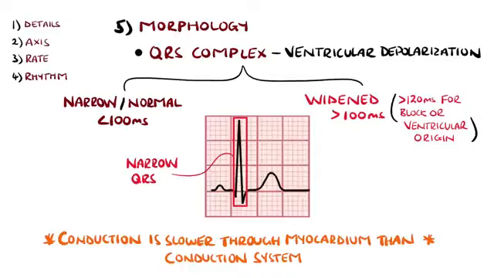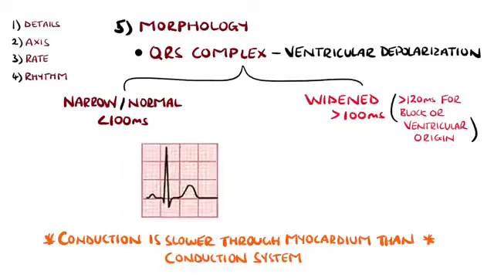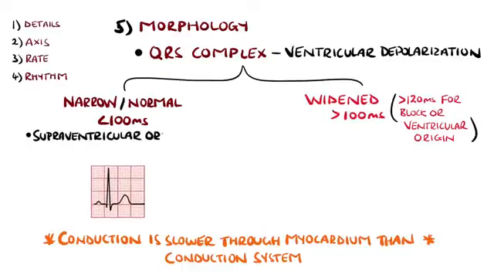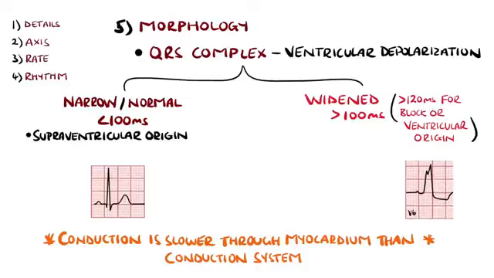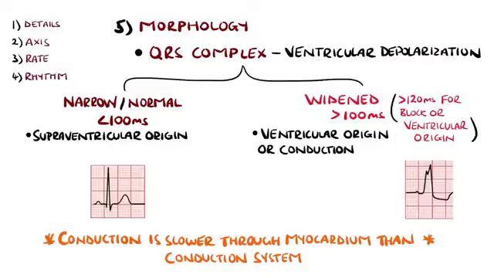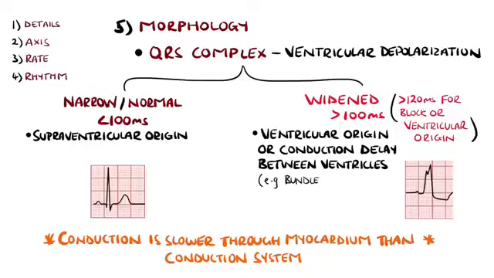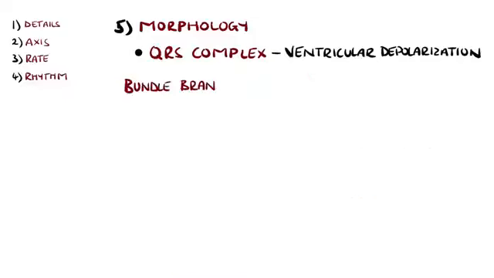Narrow complexes generally suggest the origin of that beat is supraventricular, while a wider QRS suggests either the activity is originating in the ventricles or there is a block in the conduction system carrying the electrical signal to one of the ventricles, and so to get to the other side must go through the myocardium. The latter is why left and right bundle branch blocks have a wide QRS morphology, and pacemakers will also traditionally have a morphology similar to left bundle branch block.